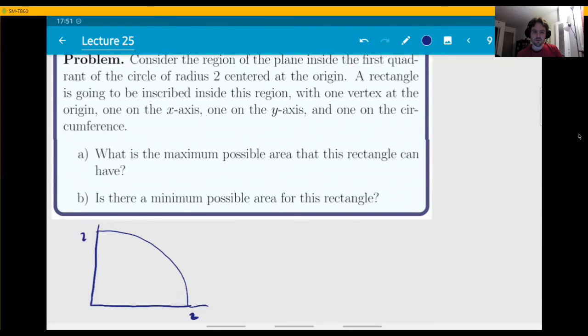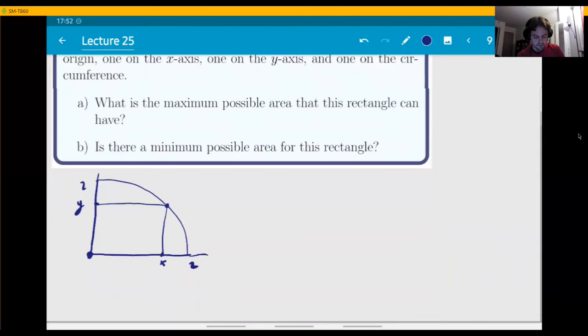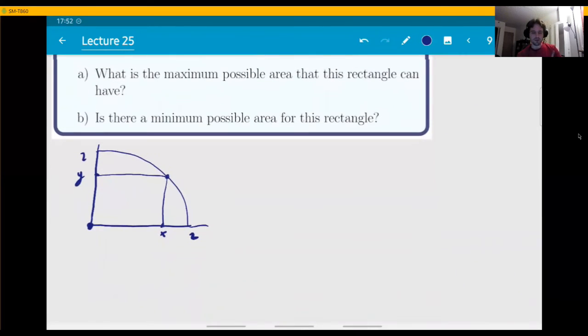Now, a rectangle is going to be inscribed inside the region with one vertex at the origin, one vertex on the x-axis, one vertex on the y-axis, and one more on the circumference. So here's a rectangle inside of this region. What is the maximum possible area that this rectangle can have? And then is there a minimum possible area? Okay. So how do we think about this?